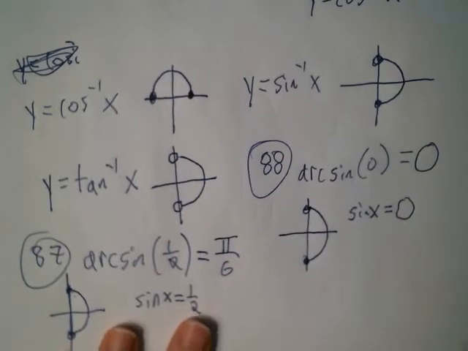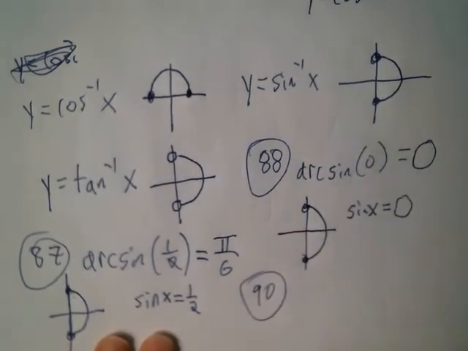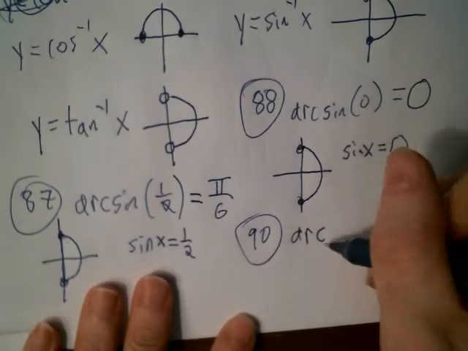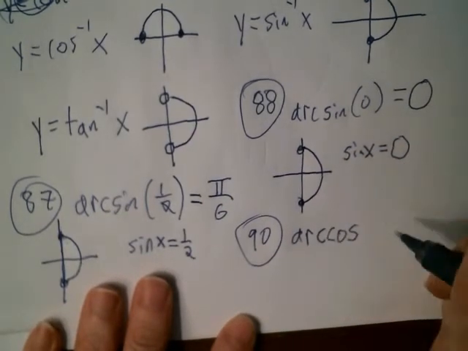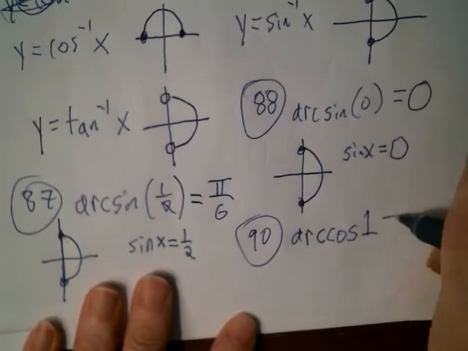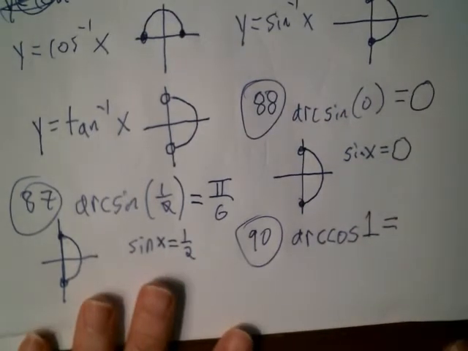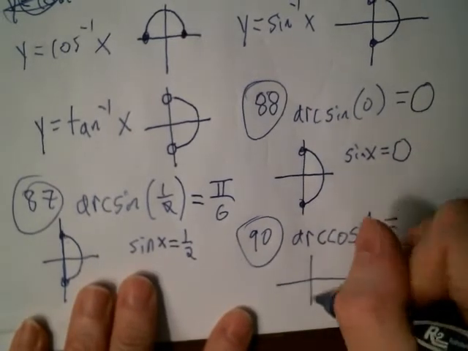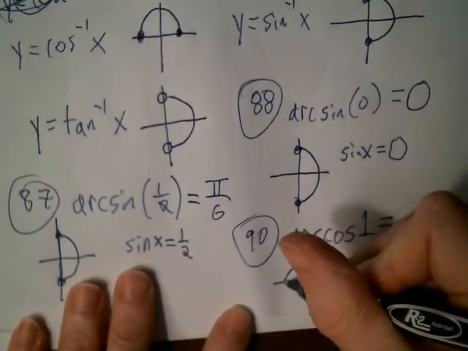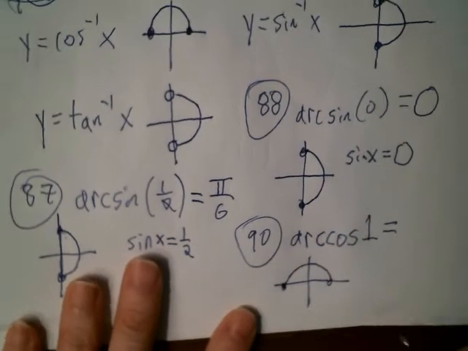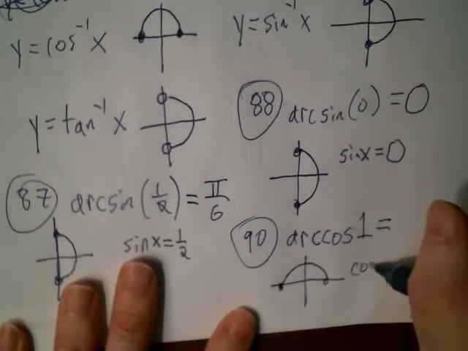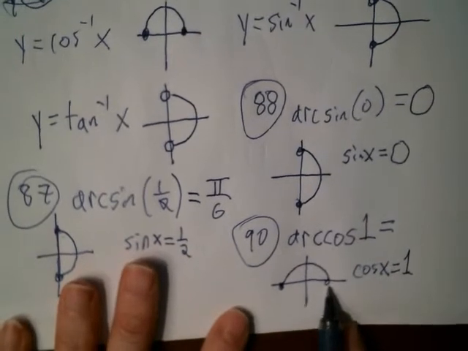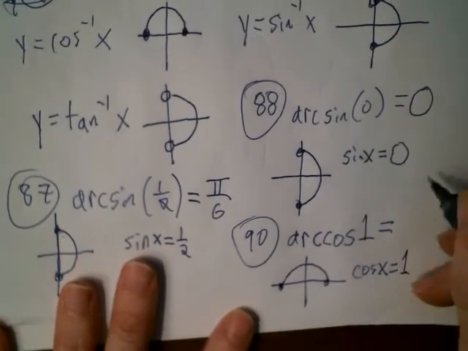Let's see, number 90. These are all extremely easy, almost so easy that it's not very instructive. Anyways, our cosine, so you're asking yourself the cosine of what angle in the range from 0 to pi is equal to 1. And again, that's just going to be 0.